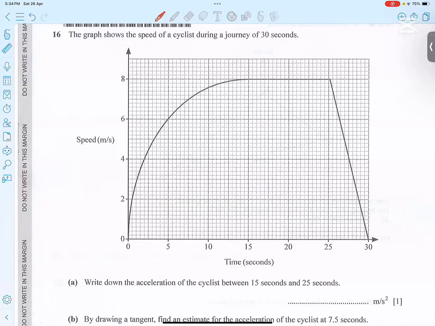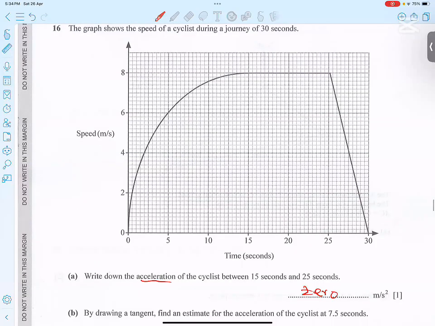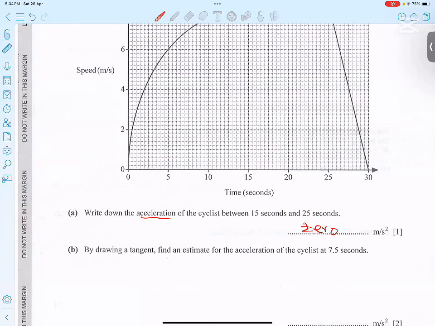Question number 16, find the acceleration of the cyclist between 15 seconds and 25. So 15 to 25 is this. It's a straight line and it is simply zero acceleration, because constant speed has zero acceleration. That is why he said write the acceleration. This point is very valid, very clear. And let's go for the next part.